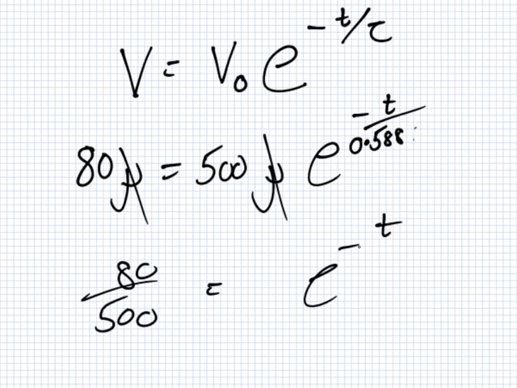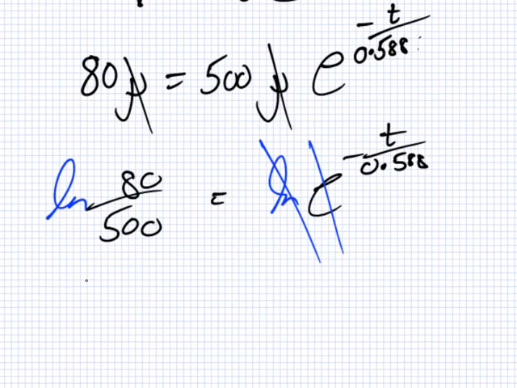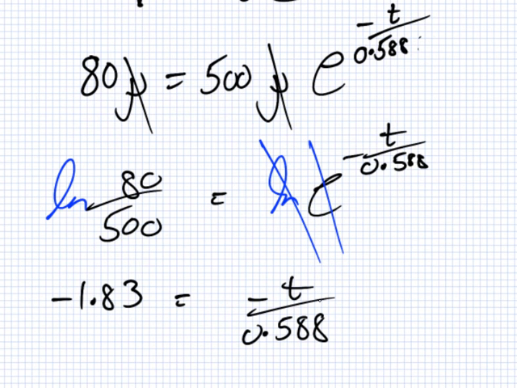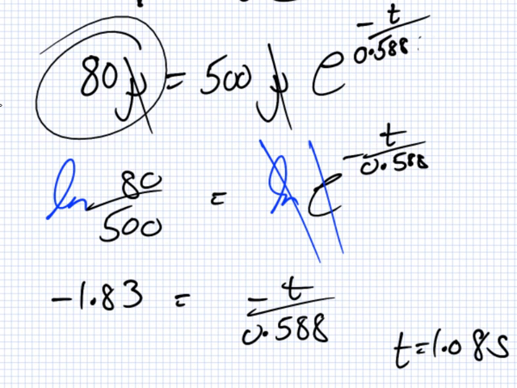What do I do next? Very good. Log. What happens here? It's just minus t upon 0.588. Cancels. What do I get on the left? Log 80 over 500 is minus 1.83. And then here minus t over 0.588. Multiply, yeah. And I get the time is 1.08 seconds. That's when the voltage will become 80.